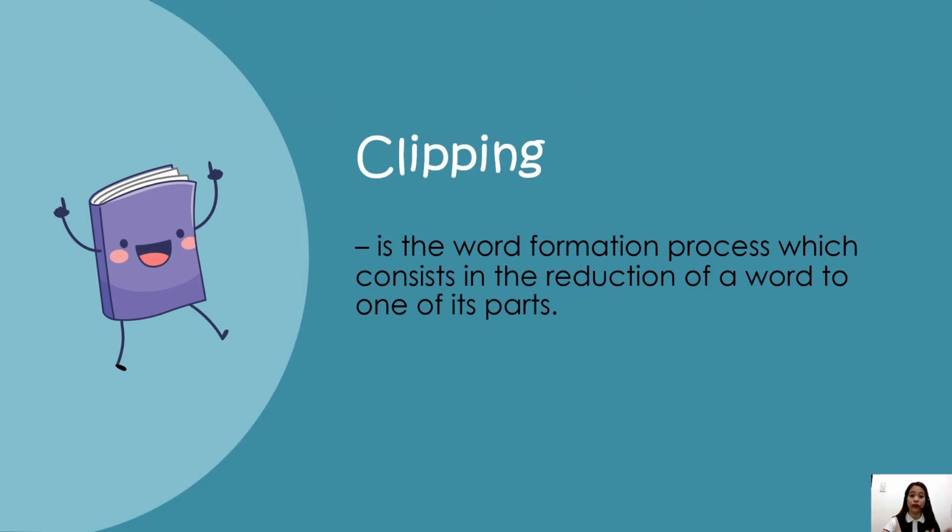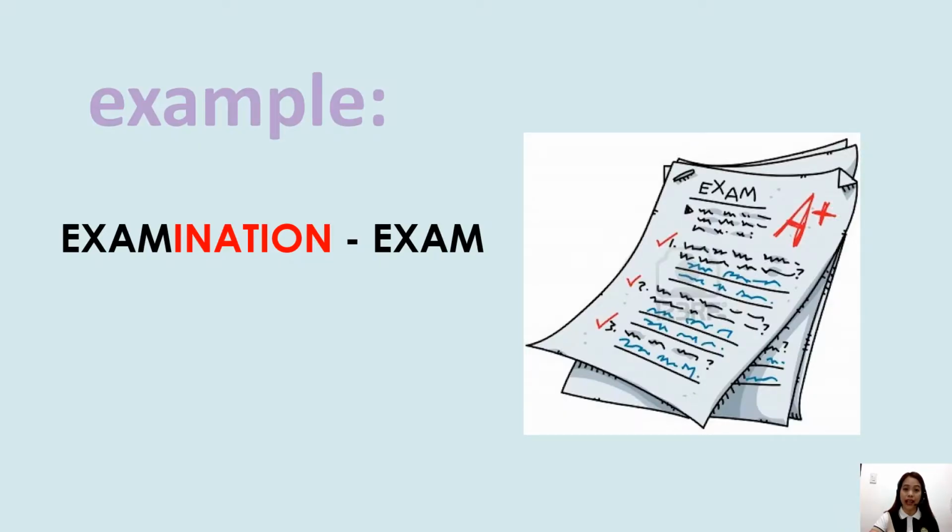So, clipping is the word formation process which consists in the reduction of a word to one of its parts. So, it is a process of forming a new word by clipping off part of an existing word, means by removing some parts of a word. We have here an example, examination. So, the letters INATION, or the letters that are written in red color, have simply been clipped off and form a new word, exam. But it basically has the same meaning as examination, all right?